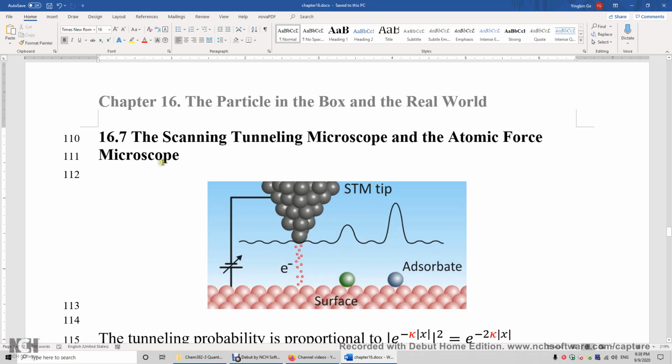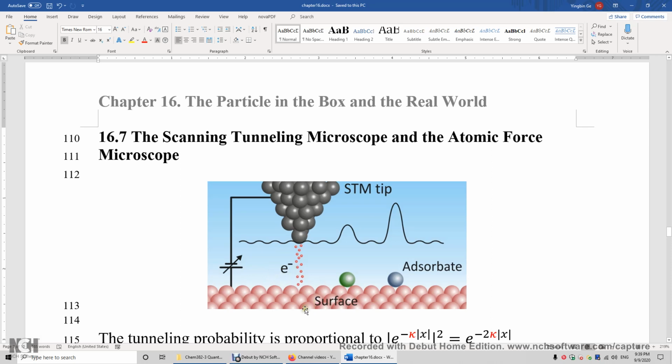16.7 The Scanning Tunneling Microscope and the Atomic Force Microscope. Let's look at the diagram of the STM, Scanning Tunneling Microscope. This is a metallic tip. It scans this surface without touching the surface.